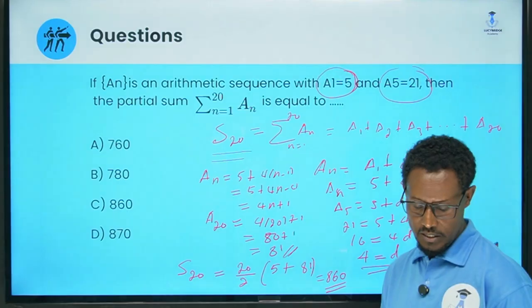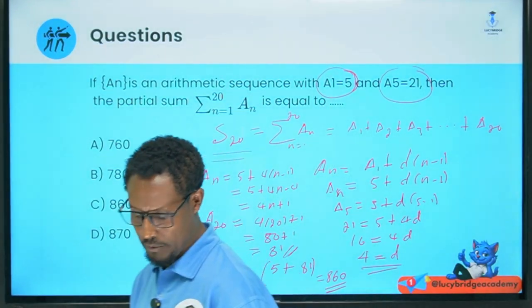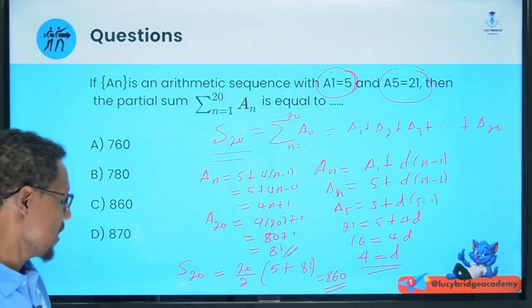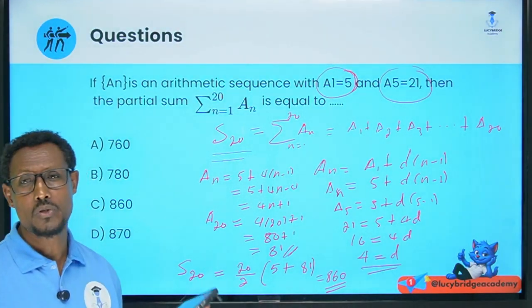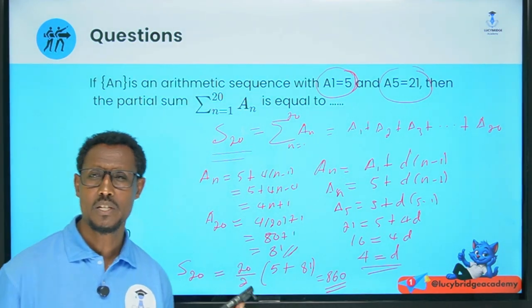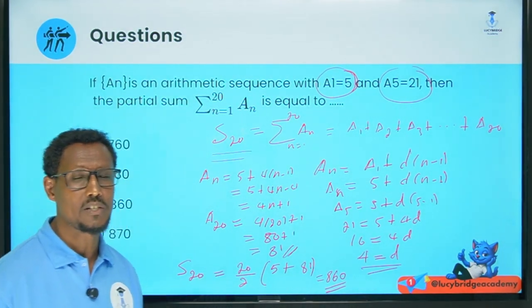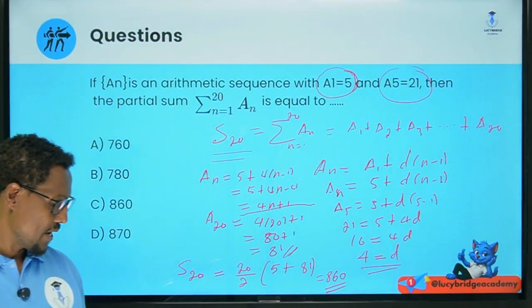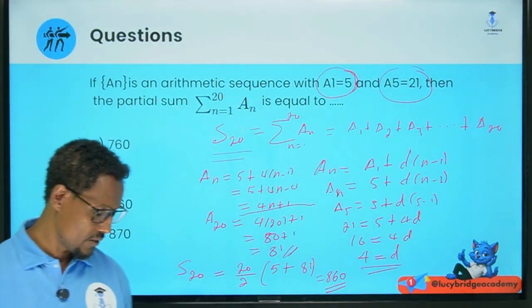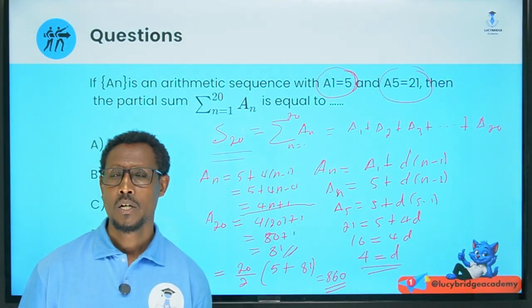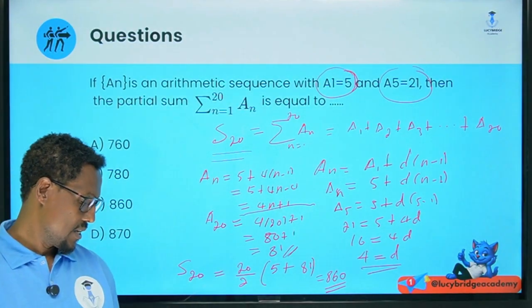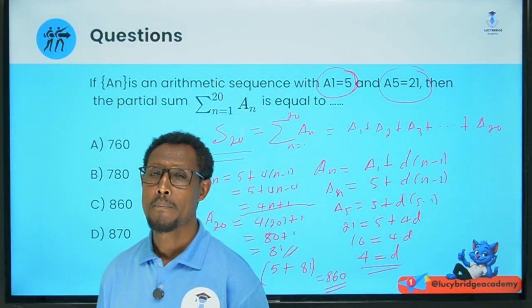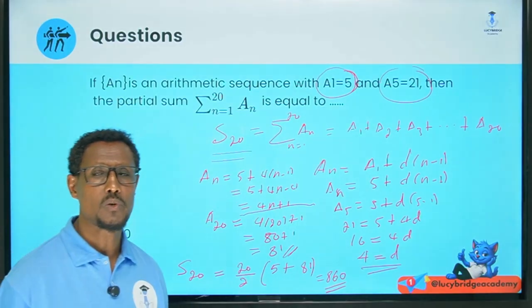What we did here: once we have two given terms, the first term and the fifth term, we can find the common difference d. Once we have the common difference d, it's not difficult to find the nth term. The nth term is 4n plus 1, and then we can find the 20th term, which is 81. So using the sum formula, the sum of the first 20 terms, Sn, is equal to n over 2 times a1 plus an.